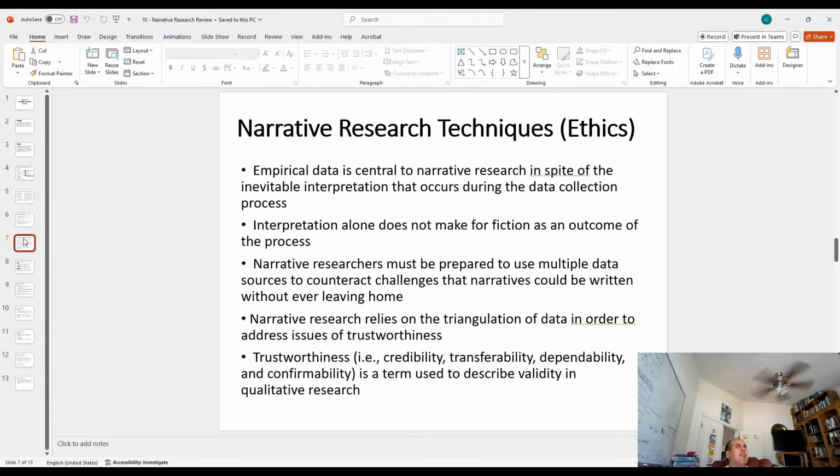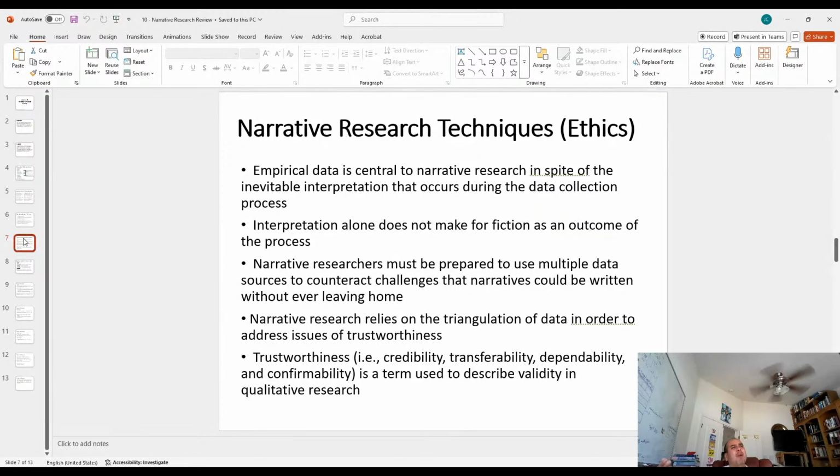Okay. Regarding techniques, empirical data is very central to narrative research in spite of the inevitable interpretation that occurs during the data collection process, because during data collection, there is going to be interpretation. You have to make a lot of decisions about how you're going to tell a particular story, right? But nevertheless, don't ever forget that any type of data that you have, quantitative or empirical, can also help shape and tell a better story than what you originally planned to do without that. Interpretation alone does not make for fiction as an outcome of the process, right?